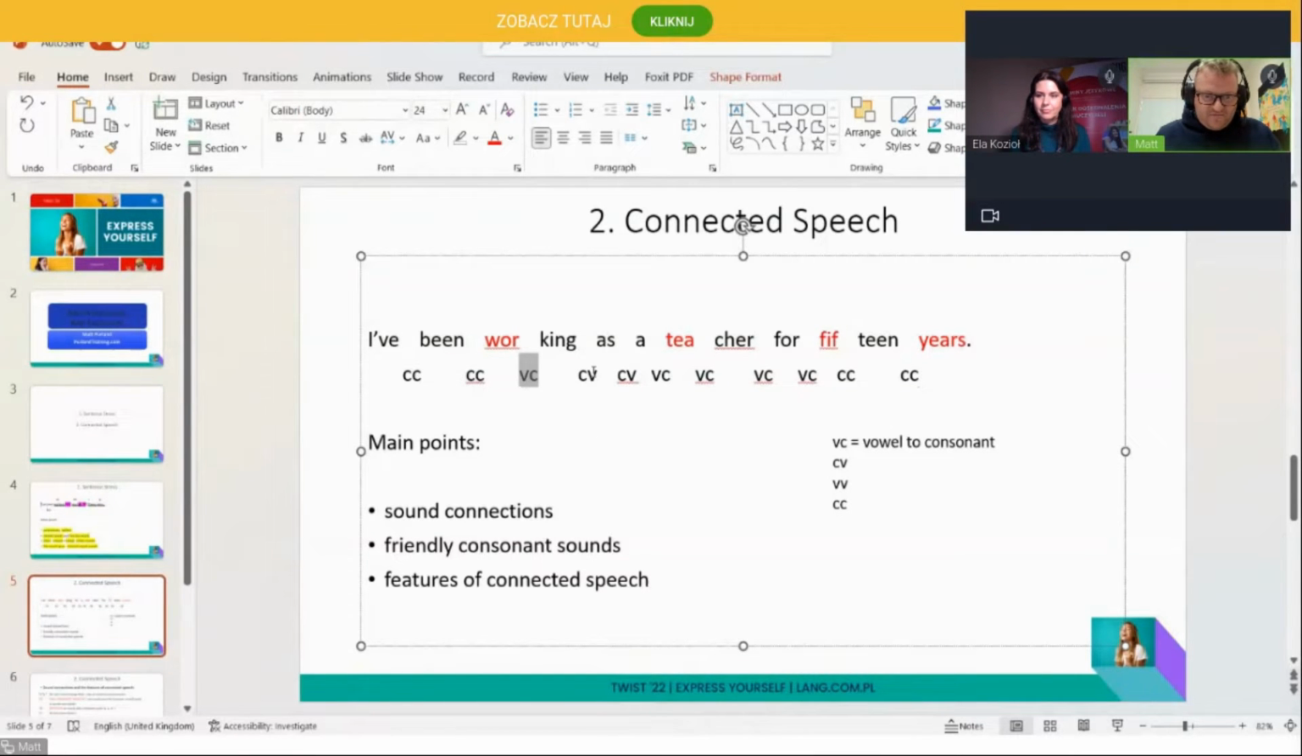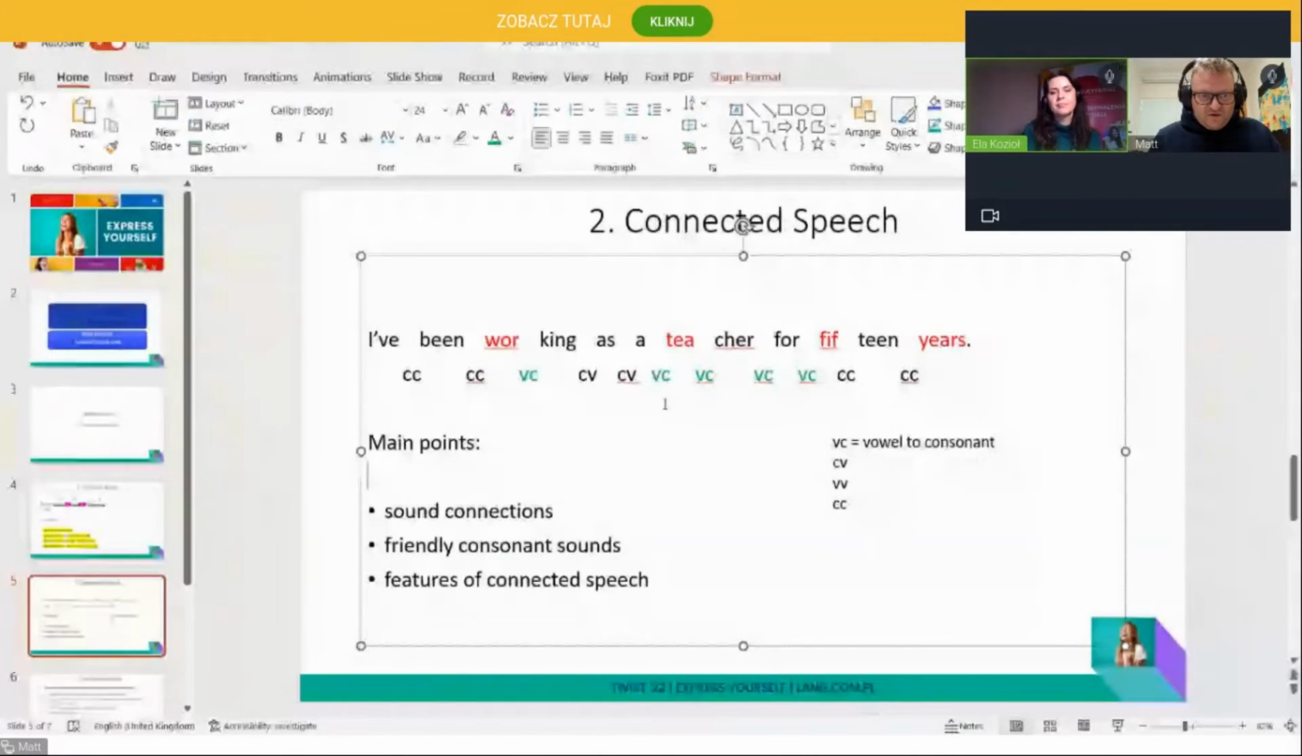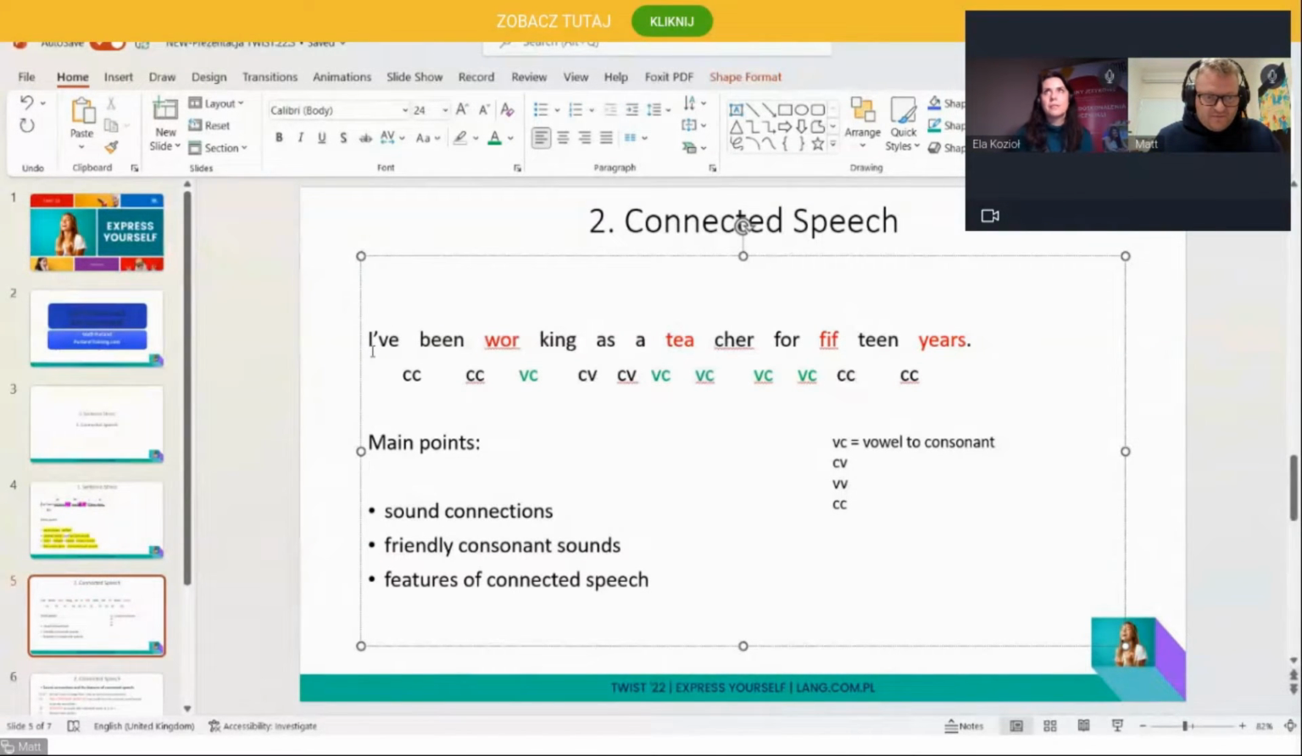Okay, so we know that VC connections are the best. They're easy to pronounce. Just try and say this part yourself. "Working as a teacher for fifteen." So this is quite good, really. Now, let's see, what about here? You've got "I've been", "I've been".